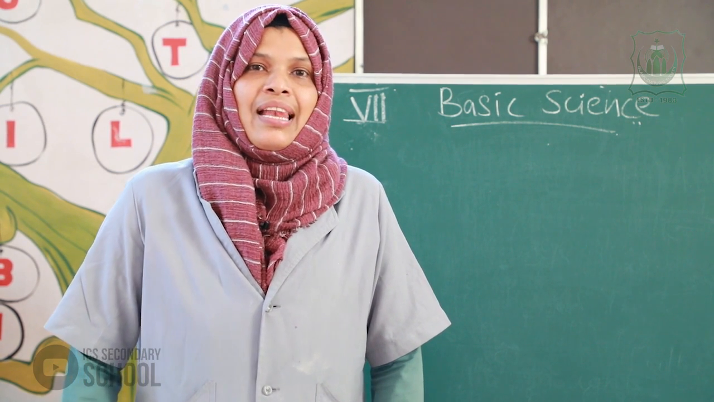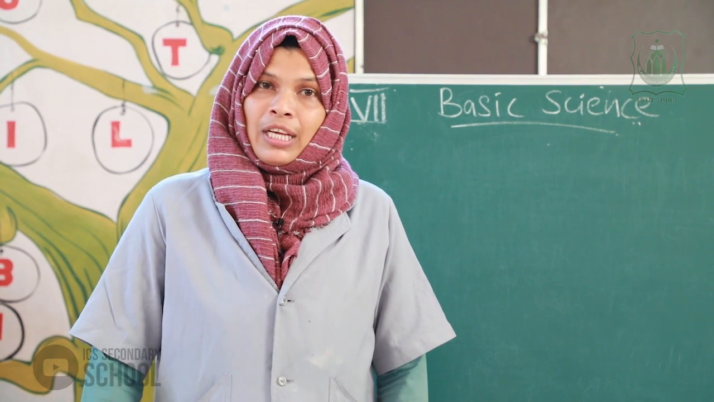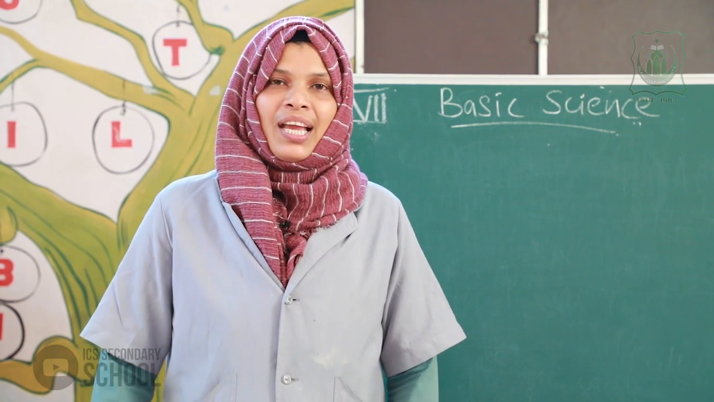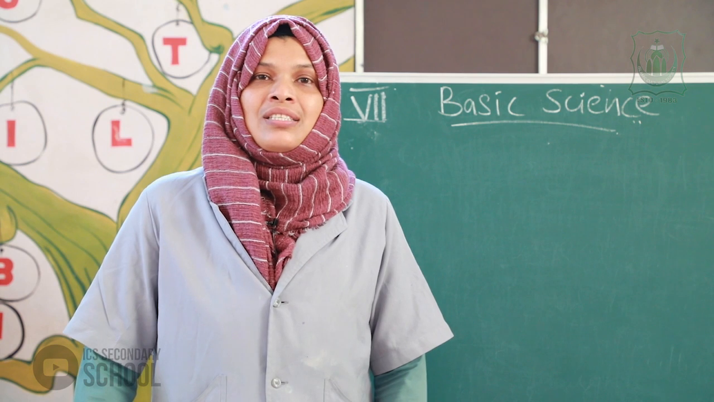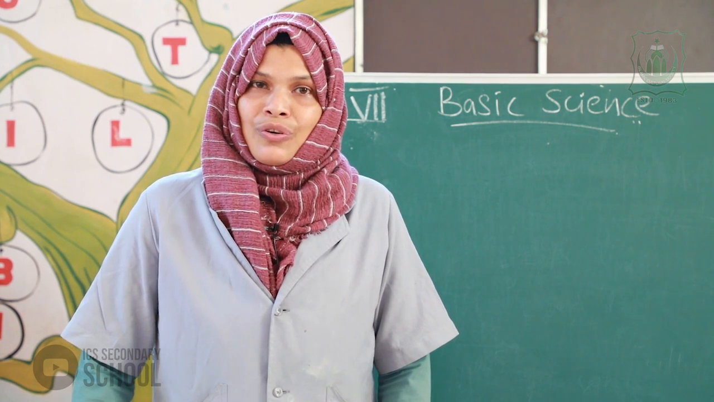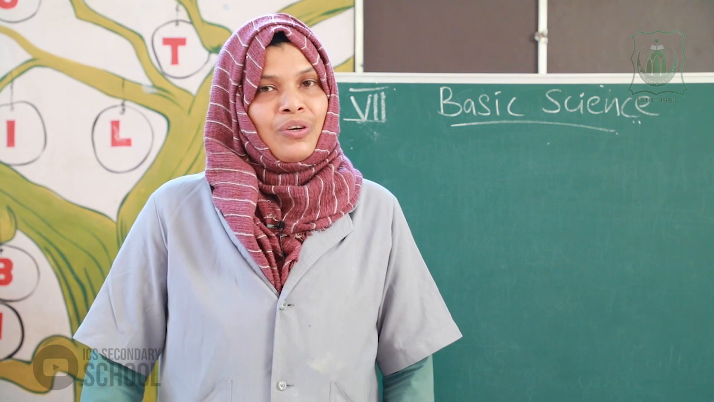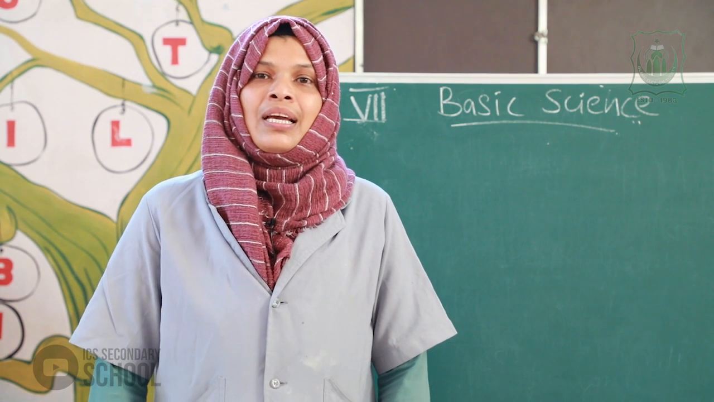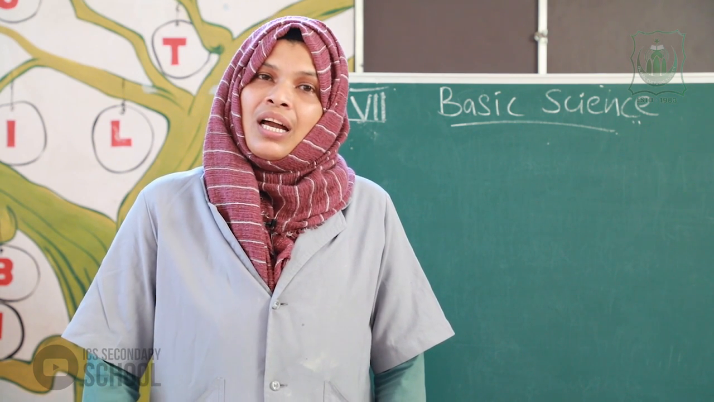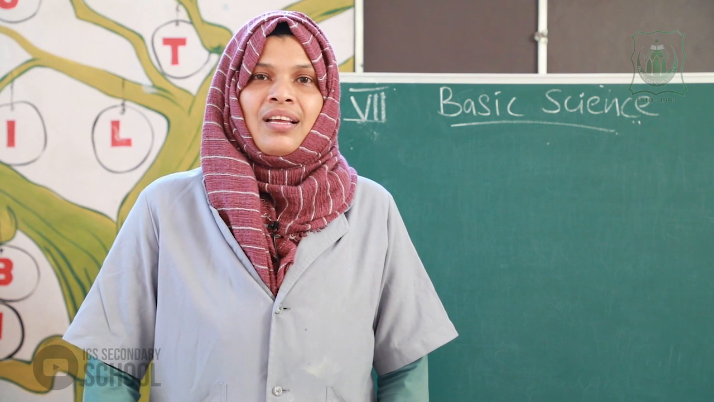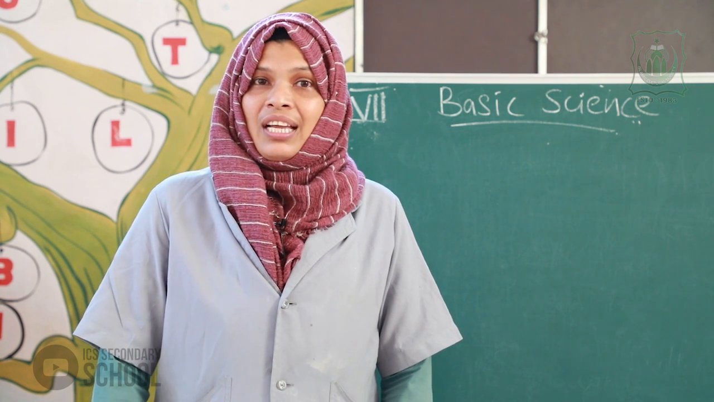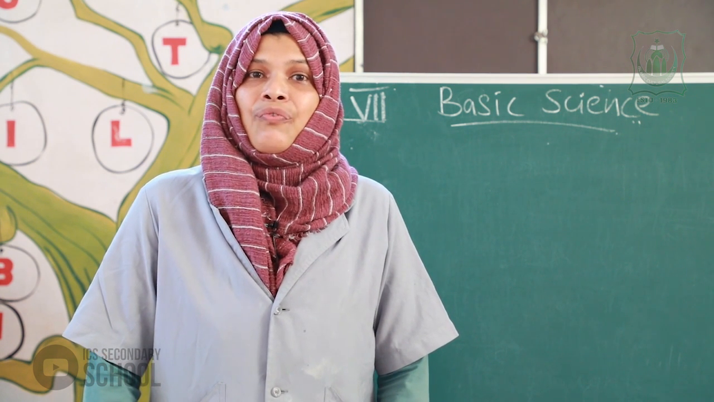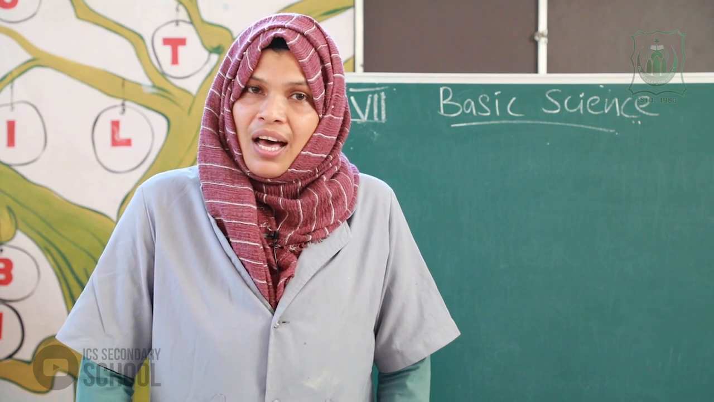Hello my dear students, last class we discussed the reflection of light. What is meant by reflection? Reflection is the return of light that falls on a surface. You also know that there are two types of reflection: regular reflection and diffuse reflection. Then we also know that we can see an object when light falling on the object is reflected into our eyes.